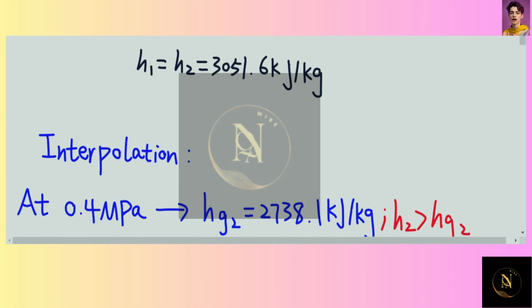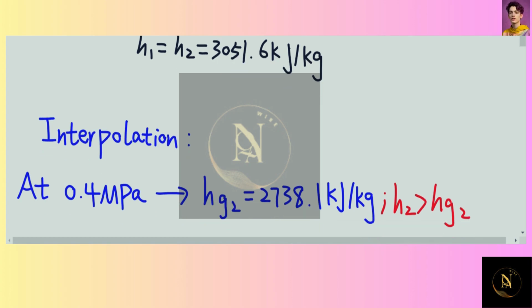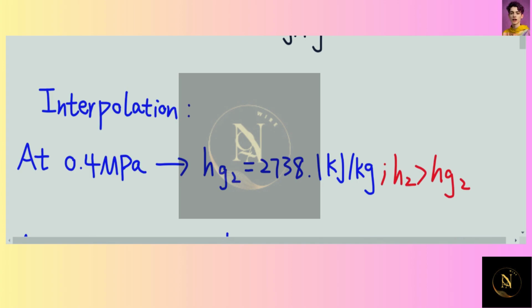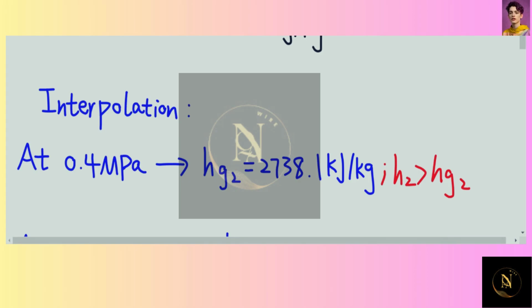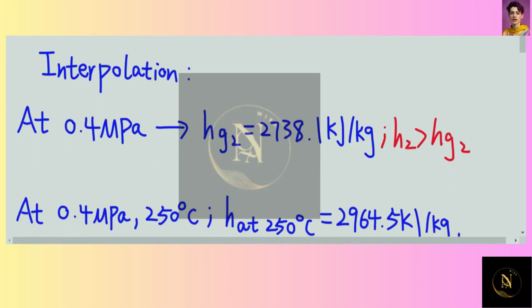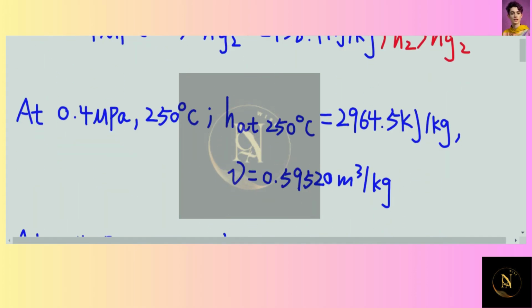So now let's use the interpolation. If you use the same table, at 0.4 megapascal, the specific enthalpy of the saturated vapor state is equal to 2738.1 kilojoule per kilogram. Okay, as you can tell, h2 is greater than hg2, so we've got to use h2 for the later calculation.